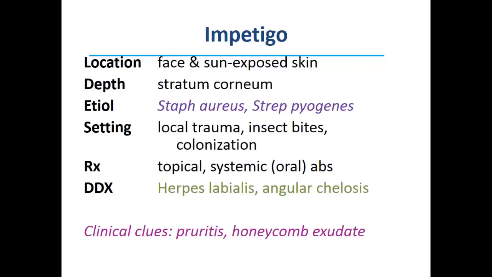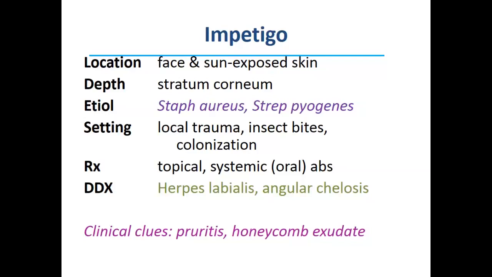There are important differentials to consider. Herpes labialis is one possibility, and we'll go over the differences. And angular cheilitis. What infection is associated with angular cheilitis? No, not that I know of. So this is a manifestation of thrush, believe it or not, when you have a breakdown at the corners of the mouth, and we'll show it can be a manifestation of thrush.